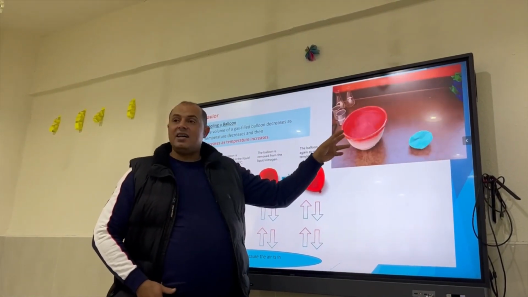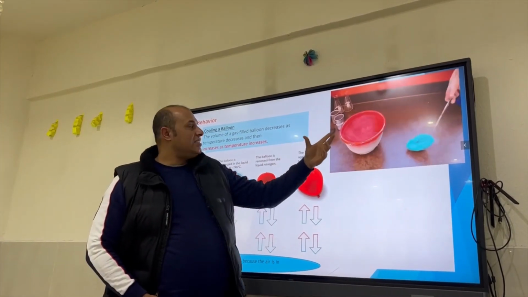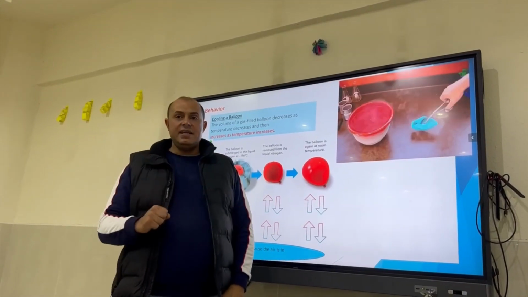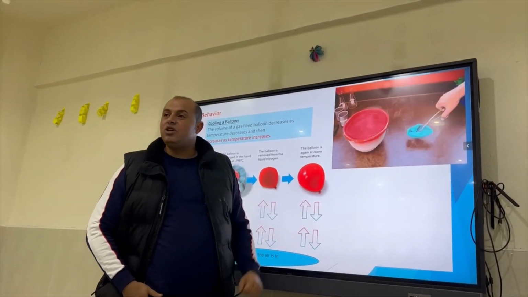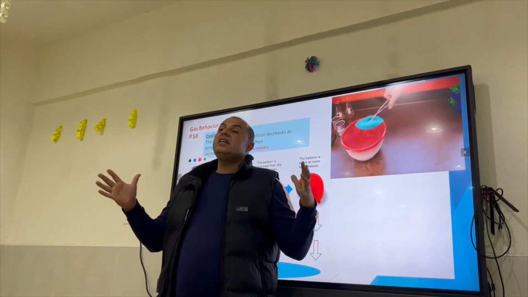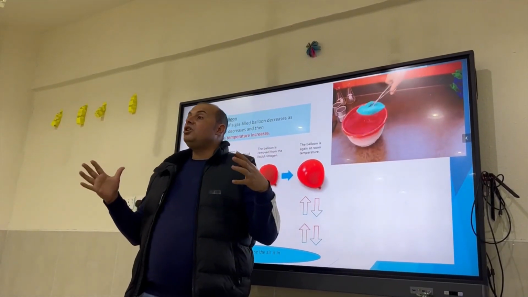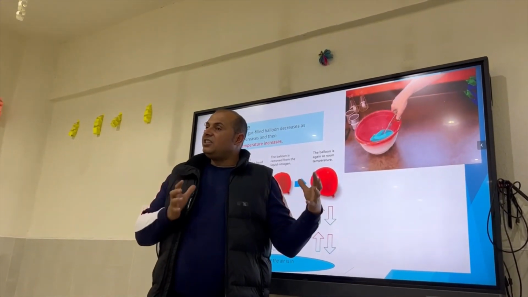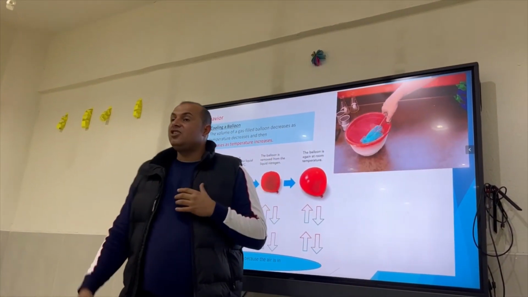When you put it in ice, what about the temperature of the gas inside the balloon? Will it increase or decrease? Decrease. And for this reason, its volume also decreases. So this is the relationship between temperature and the volume of the gas, which is directly proportional, or we call it Charles law.